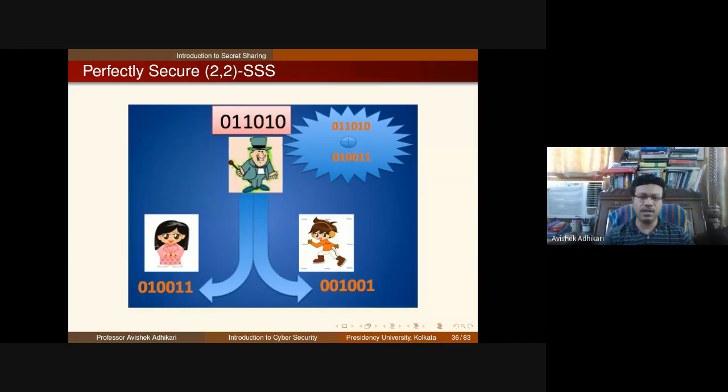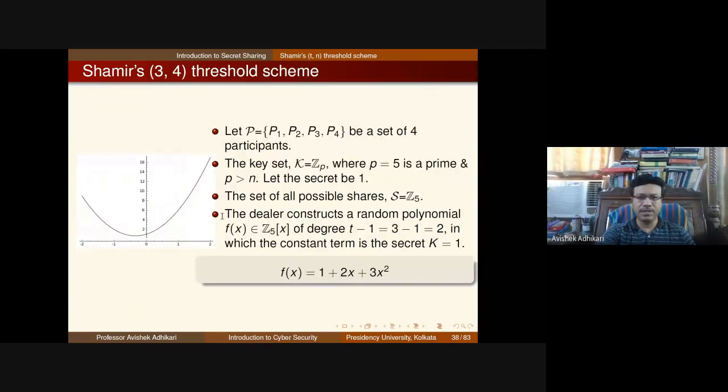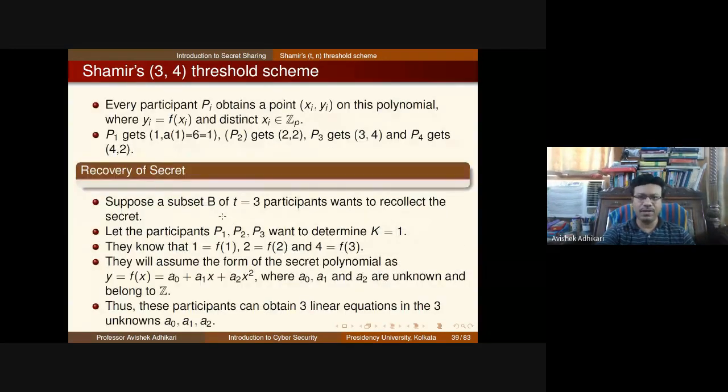That means even if this girl and this boy have some extra information like this share, as a single participant, the girl or the boy will not have any extra privilege over an outsider who does not even have any share. Then we extended this idea to Shamir's secret sharing scheme, a polynomial based secret sharing scheme, and we explained it all in detail.